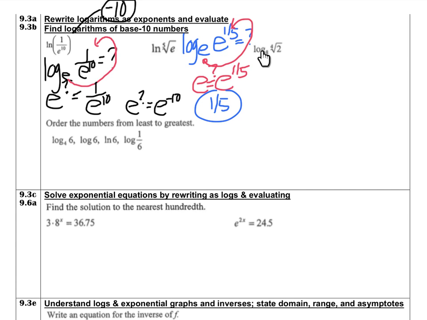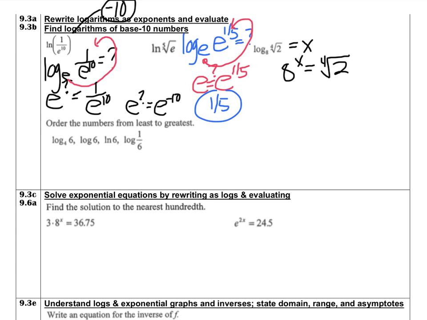Now this one here is log base 8 of the 4th root of 2. So let's just go ahead and rewrite it, and I'm going to say that this equals x. And if we do our swoosh, it's going to be 8 to some power equals this. So we're going to have 8 to the x power equals the 4th root of 2.